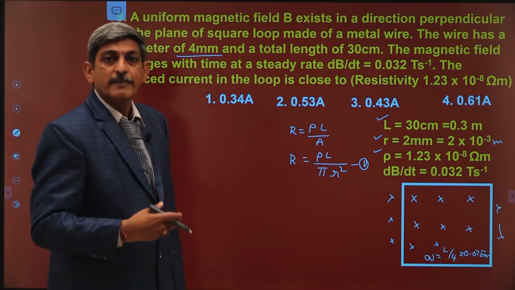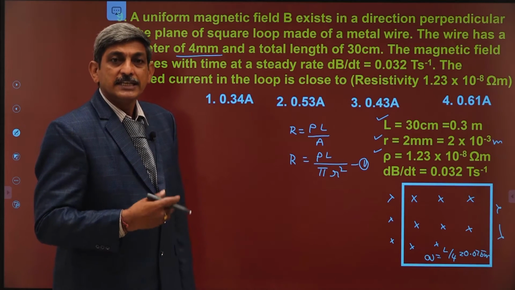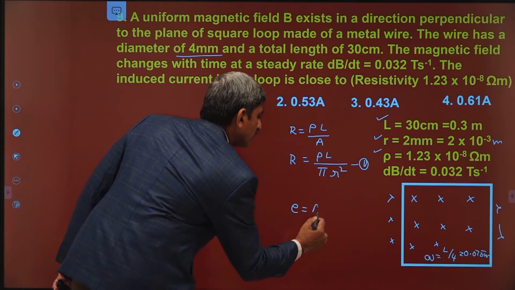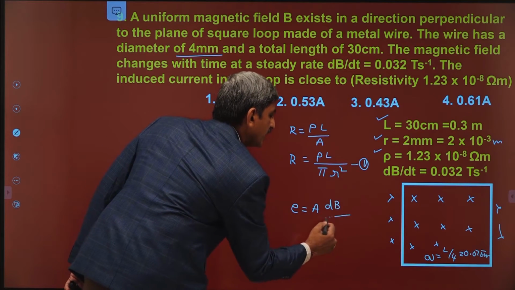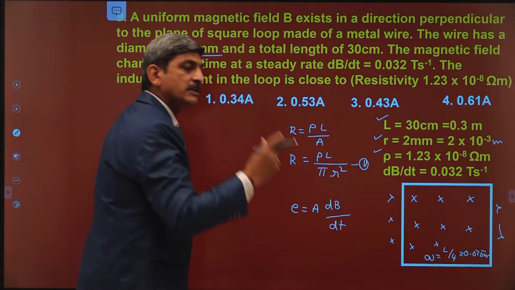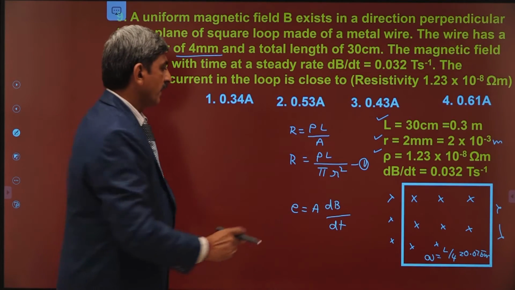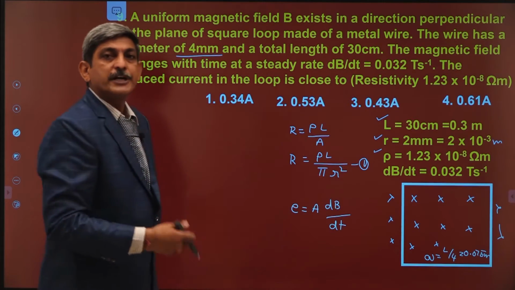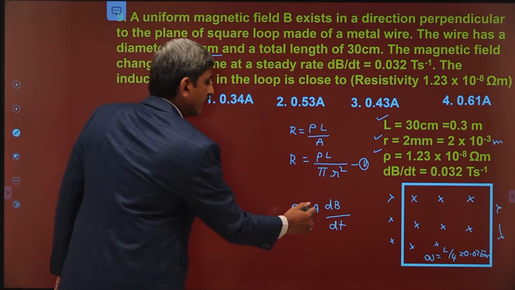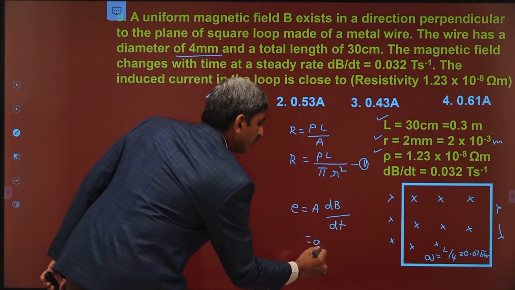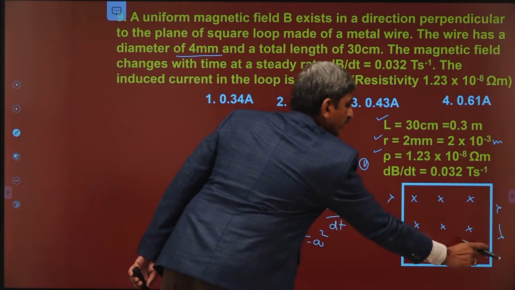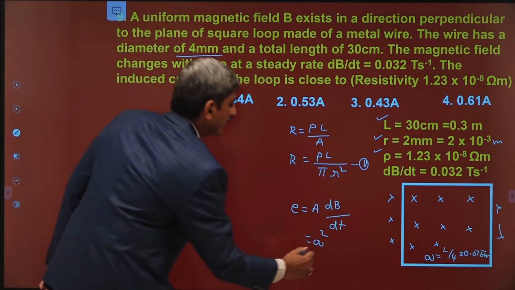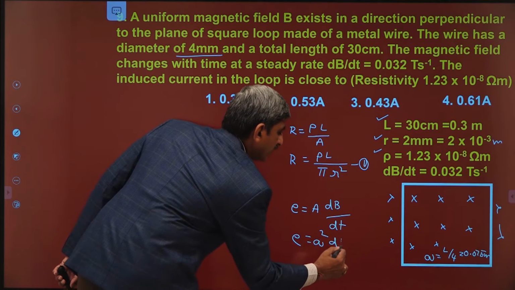We know that whenever the magnetic field linked with a coil changes, EMF is produced in the coil, and the EMF produced in the coil is given by E is equal to A into dB by dt, which we studied from electromagnetic induction. Here A is the area of the coil, dB by dt is the time rate of change of the magnetic field. The area of the coil is nothing but a square. Why? Because the given shape is in the form of a square loop of side a. That's why the area of the loop is a square, and E is equal to a square dB by dt.